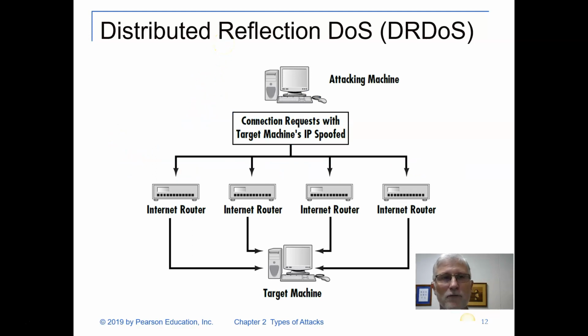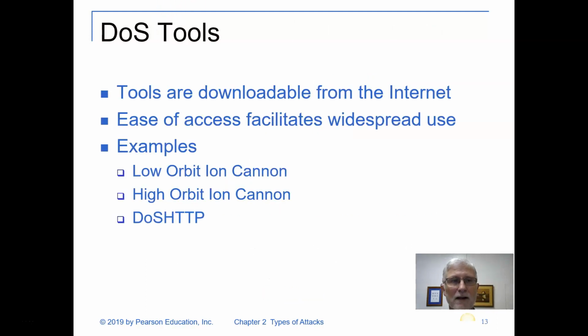So just to give you a rough idea what a distributed reflection attack is: the attacker requests information with the target's spoofed IP address, it makes a connection, and it hits the internet, and the internet tries to hit that same target. So it's getting multiple routers to attack your device.